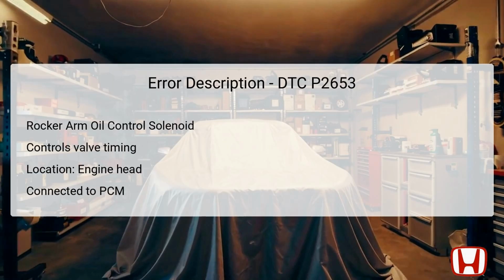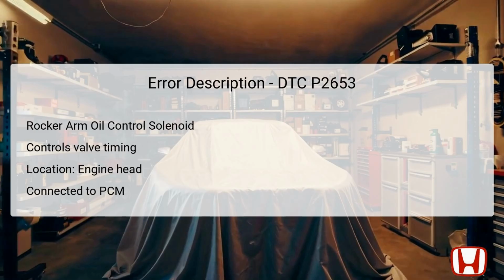troubleshooting measures. The error pertains specifically to the rocker arm oil control solenoid, which is integrated with the rocker arm oil control valve. This solenoid plays a pivotal role in adjusting valve timing, enhancing the engine's performance and efficiency. Located on the engine head, it directly connects to the Powertrain Control Module, PCM. The PCM is responsible for sending and receiving signals from various engine components to ensure everything operates smoothly.